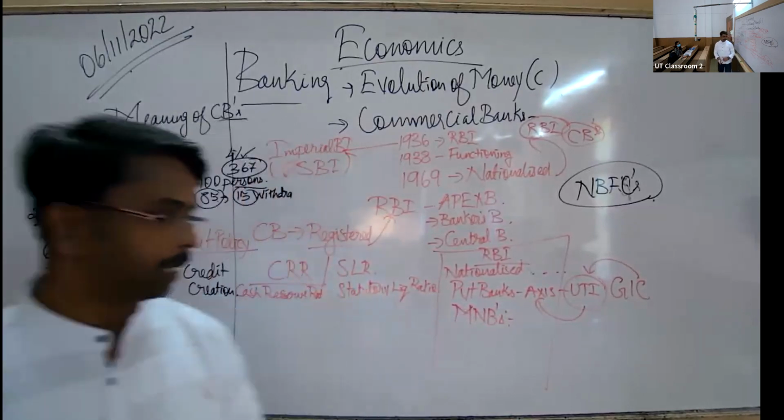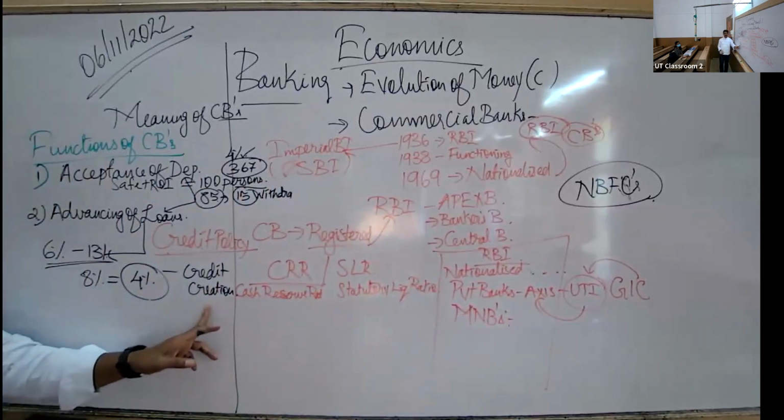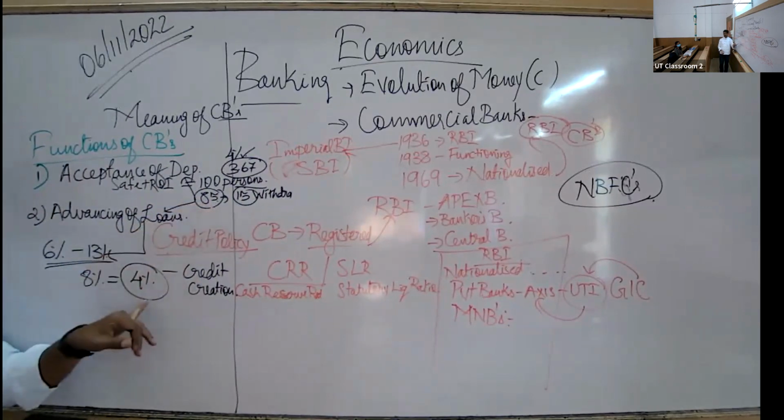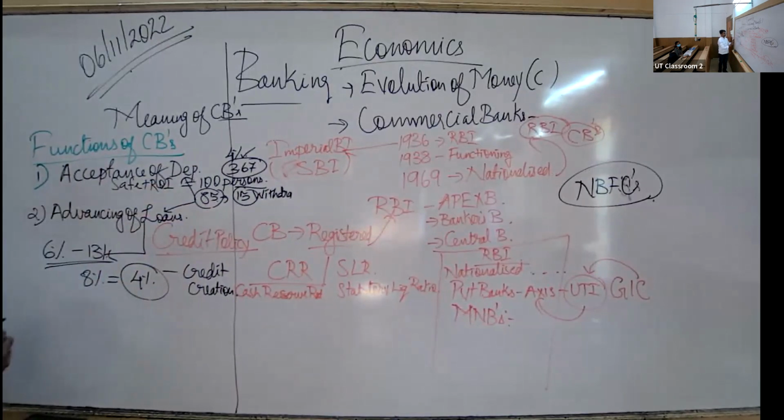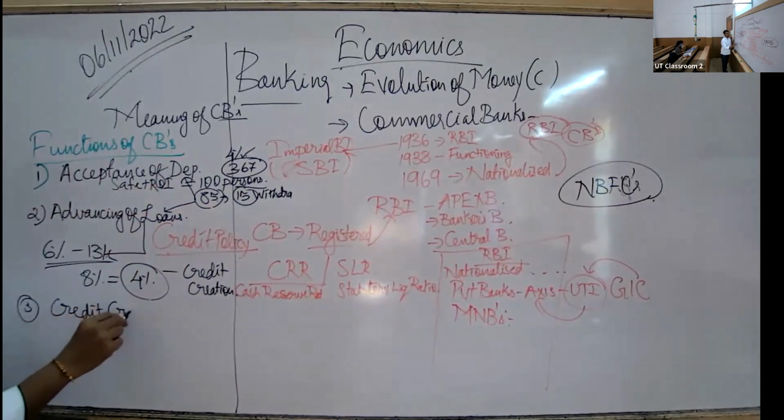So normally we say credit creation is nothing but the rate of interest charged and the rate of interest paid. And next, the function. That's what I've explained. So if I want to explain credit creation, if this function is stopped, what will happen? The entire bank will collapse.